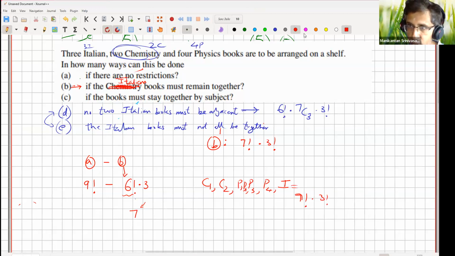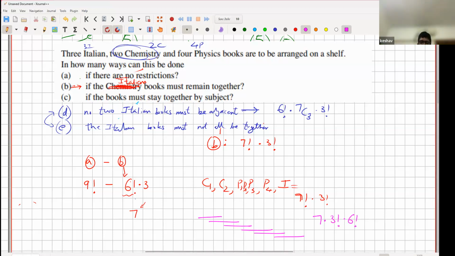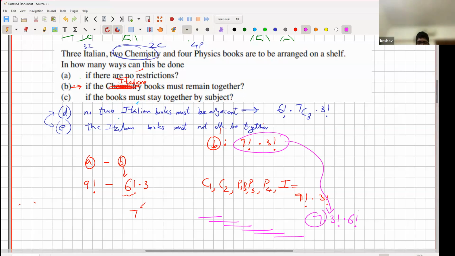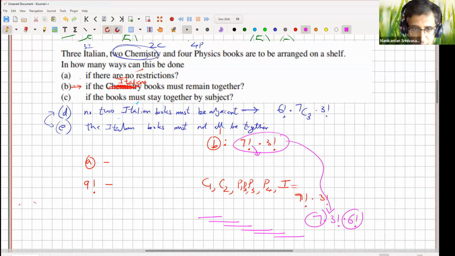Or Keshav, what you started doing, that's also fine. You didn't complete it. You identified there are 7 possibilities of selecting 3, 3, 3. Having selected one of them, you arrange them, which is 3 factorial ways. And then the remaining 6 books, 6 factorial. And this is the same as what she has. 7 times 6 factorial is her 7 factorial. Does it make sense? Yeah, got it. So finally, as Moksh started off, it's subtracting the B part, whatever answer we just said, 7 factorial times 3 factorial.